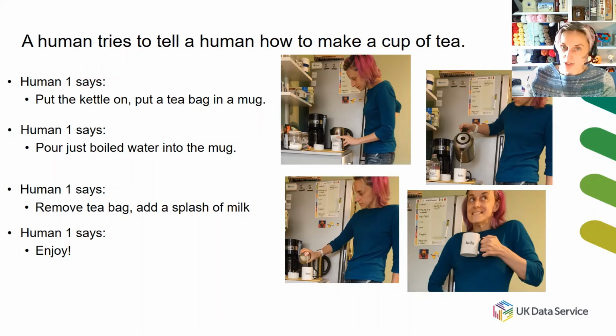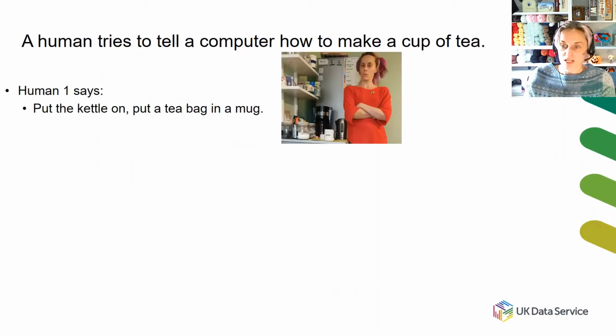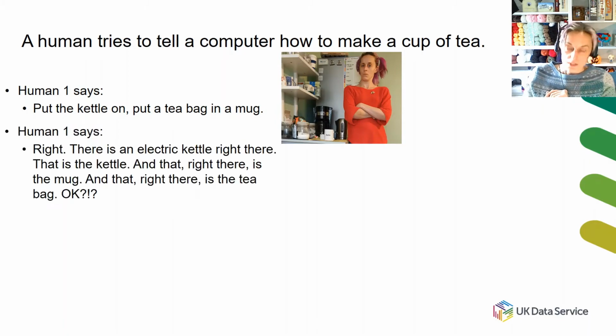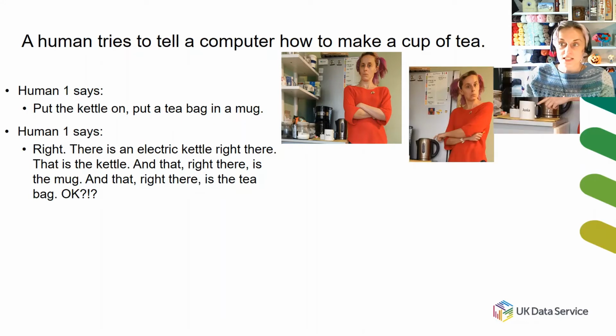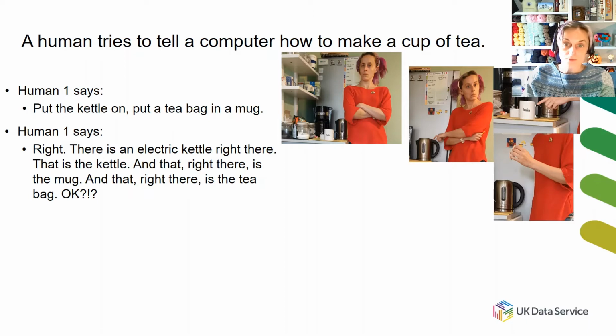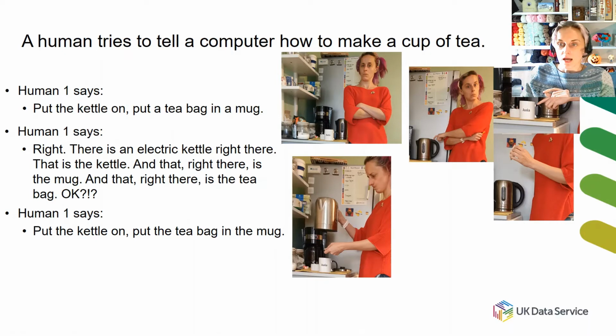But if you ask a computer to make a cup of tea, start out the same way, and the computer says, no, error, kettle not defined, tea bag not defined, mug not defined. So you just take a step back and you have to define those things. You say, right, that's an electric kettle, that's a mug, that's a tea bag. Are we all okay now? Yes, okay, now put the kettle on, put the tea bag in the mug. And the computer says, error, kettle cannot go on tea bag if tea bag in mug.